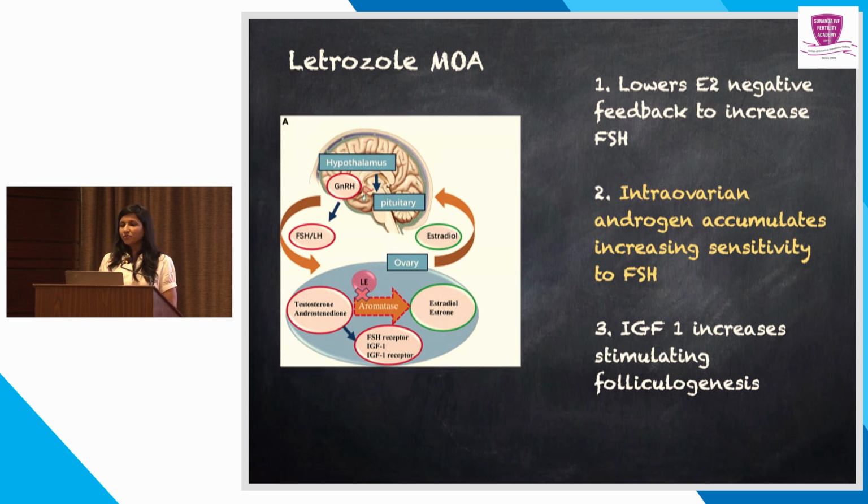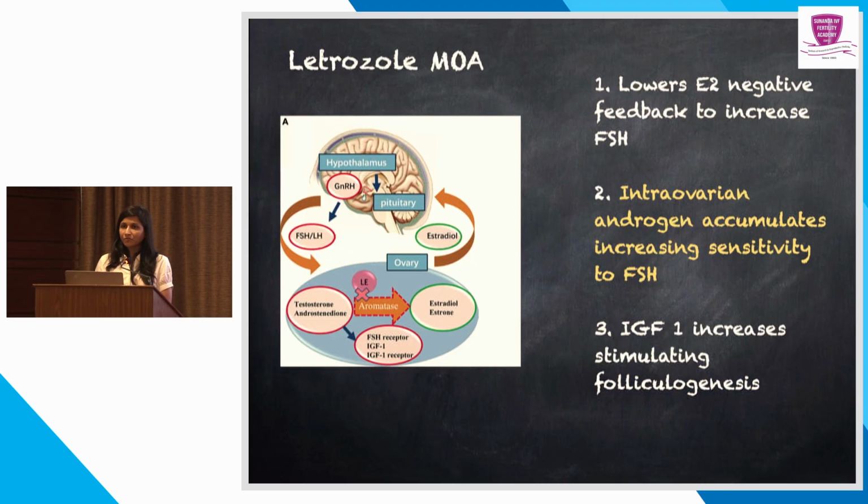Letrozole's mechanism of action is an intra-ovarian action where there is a lower E2, and that negative feedback goes to the hypothalamus and pituitary. There is an increase in the intra-ovarian androgen because letrozole is an aromatase inhibitor. With that effect, there will be an FSH increase, and that will give a dominant follicle and make the cycle ovulatory.